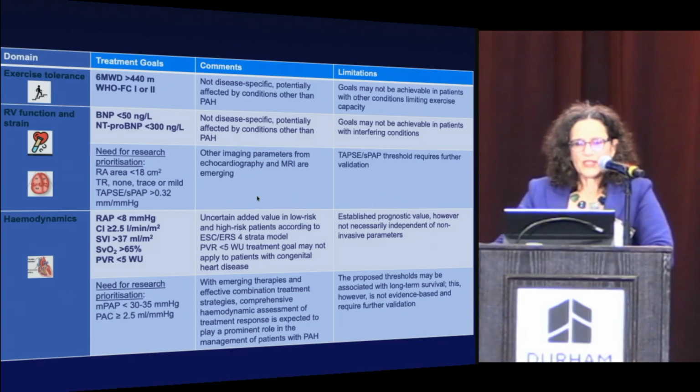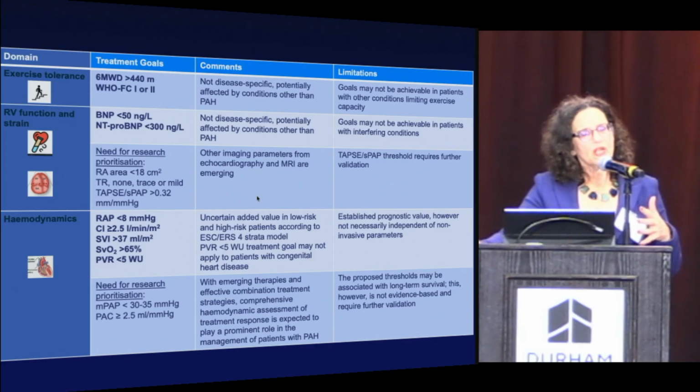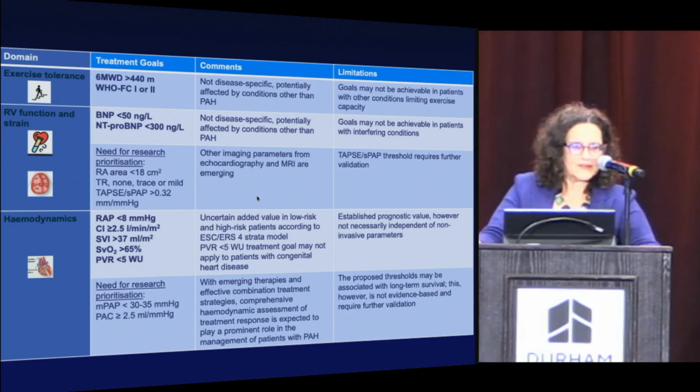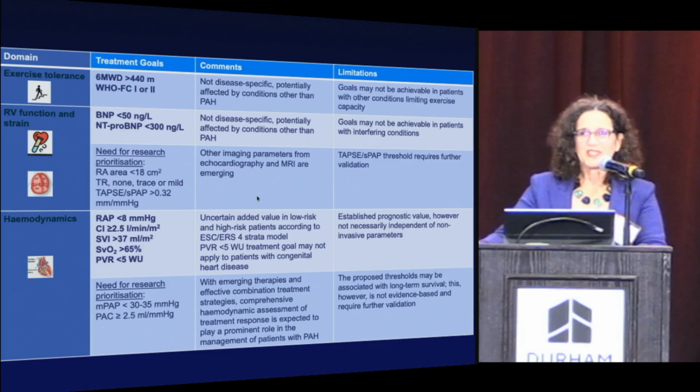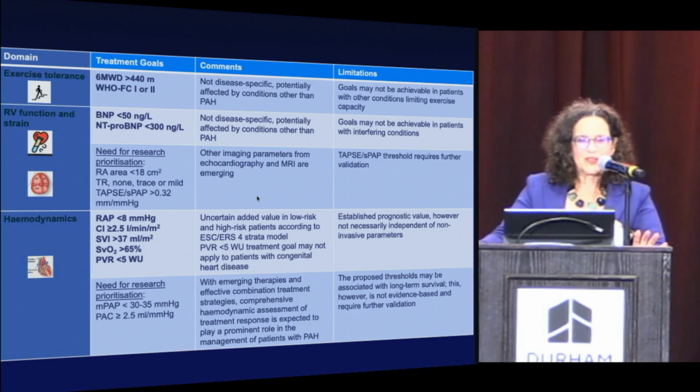So Sudhir showed this slide, and I think it's really important to think about this. It was really the conclusion of the risk stratification and treatment goals task force at the last World Symposium, which, I'll tell you, was the task force that actually had the most fireworks last World Symposium, but in a good way. That's good. So, it has the big three, which we're always going to rely on, but it acknowledges that they're not disease specific and can be potentially affected by other comorbidities, other conditions than PAH, and that some of these goals may not be achievable in those patients.